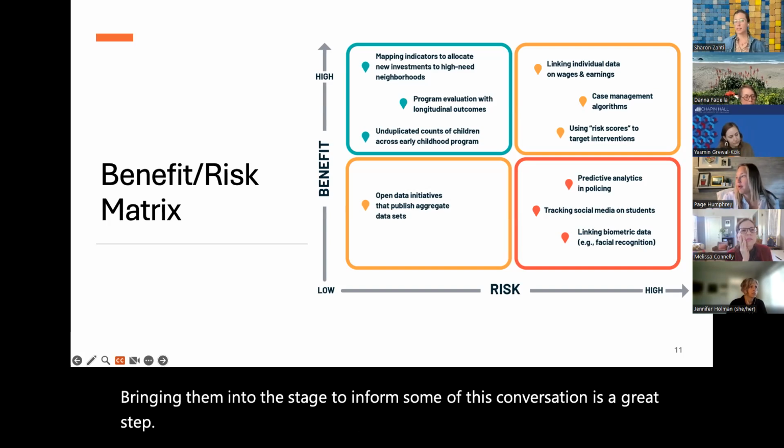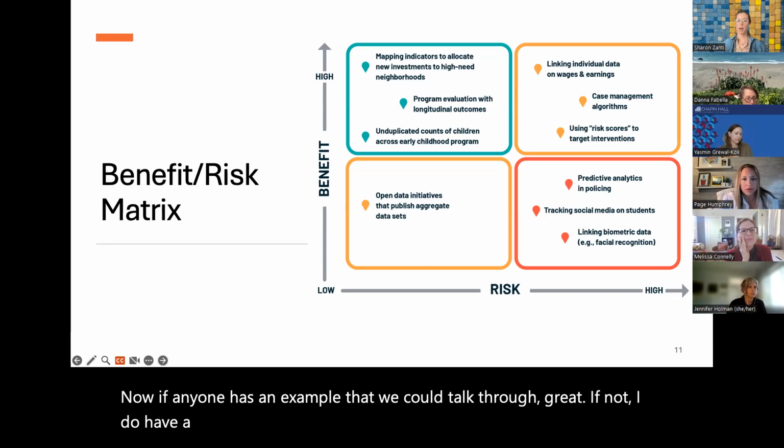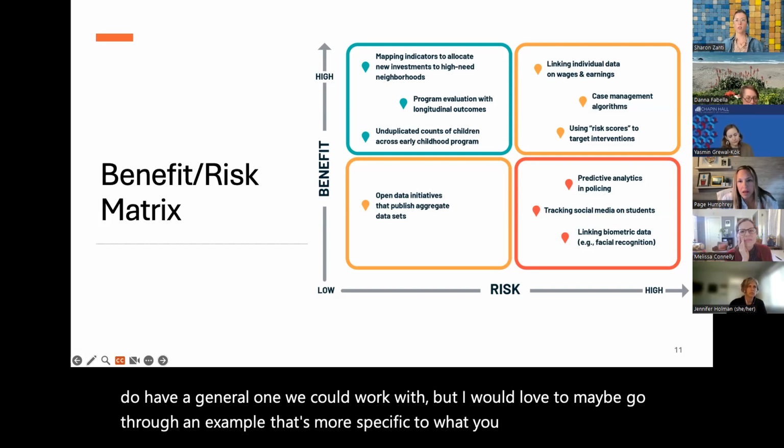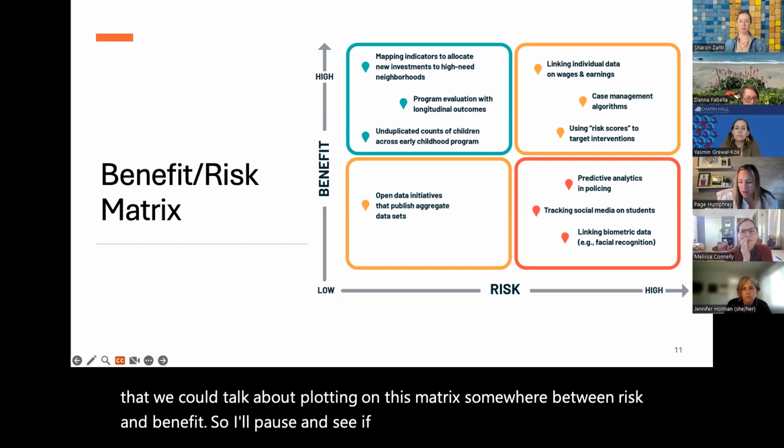Now, if anyone has an example that we could talk through, great. If not, I do have a general one we could work with, but I would love to maybe go through an example that's more specific to what you all are working on, that we could talk about plotting on this matrix somewhere between risk and benefit. So I'll pause and see if anyone has an example, but if not, I'll pull one up.